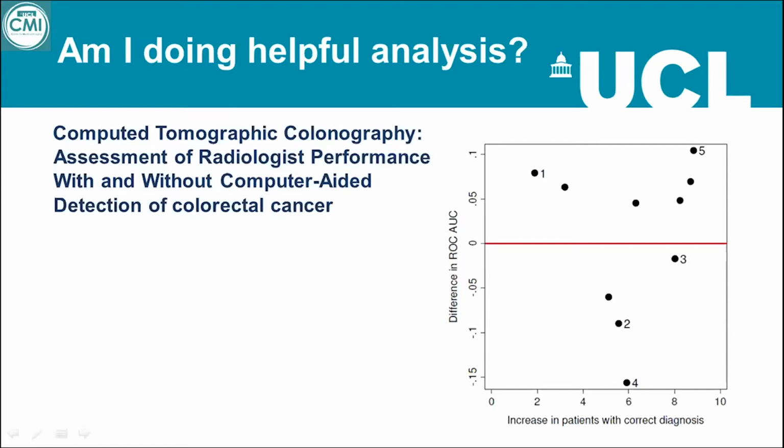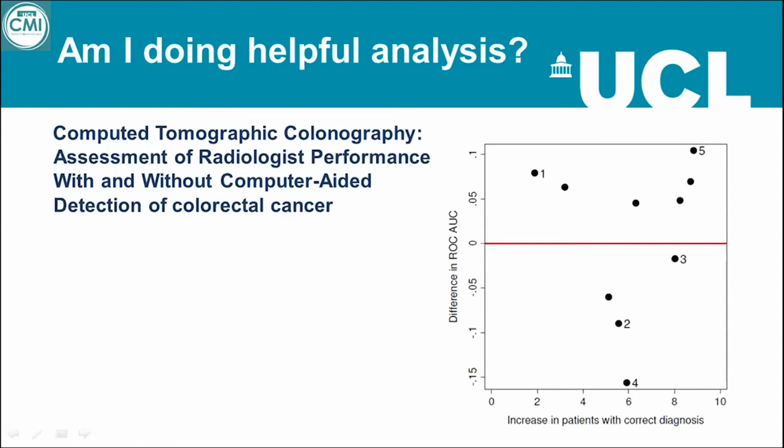Now, each of these points is an individual radiologist. So if we look at point number 4, we can see at the bottom, next to the 6, that radiologist number 4 had increased their number of patients with the correct diagnosis by 6 when they used computer-assisted detection. And there were about 100 patients in their study. And if we look at radiologist number 1, they increased the number of patients with the correct diagnosis by 2.